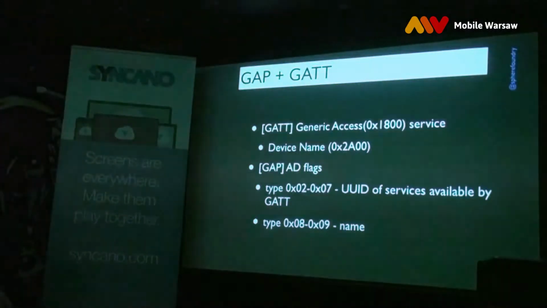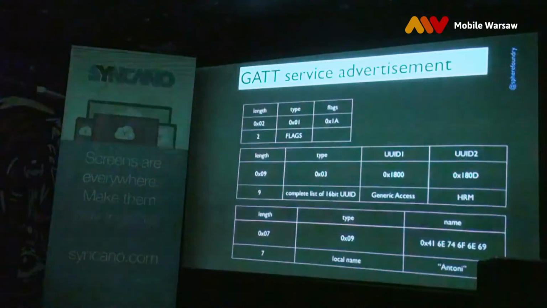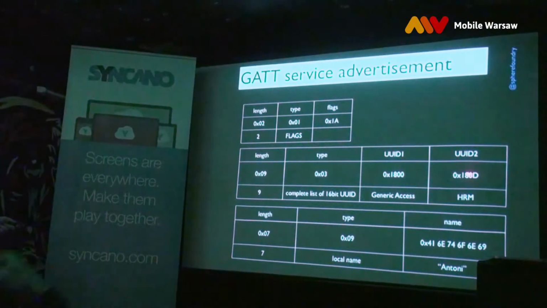So, for example, what can be placed in this advertisement data? This is something that this heart rate monitor is probably sending. It says, okay, I have some flags. These are not very important for us, but they are very important for the protocol. But it will, for example, send this type 3 advertisement data structure of length 9, which says, okay, I am a heart rate monitor.